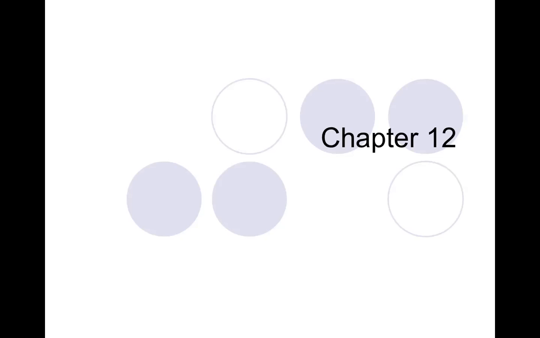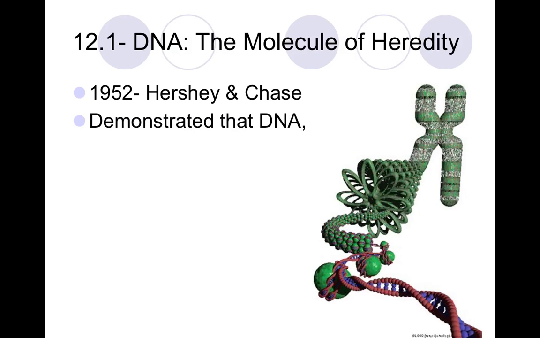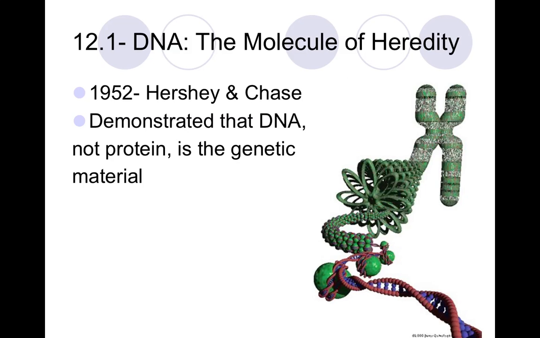Chapter 12, DNA and genes. So we're going to talk about that. First, let's look at the DNA molecule. We call it the molecule of heredity. And in 1952, Hershey and Chase demonstrated that it was DNA that was the genetic material that dictated the traits, versus proteins, because that's what they had thought it was prior to that. It must have been a protein that controlled that. And they demonstrated that it was DNA, not a protein.